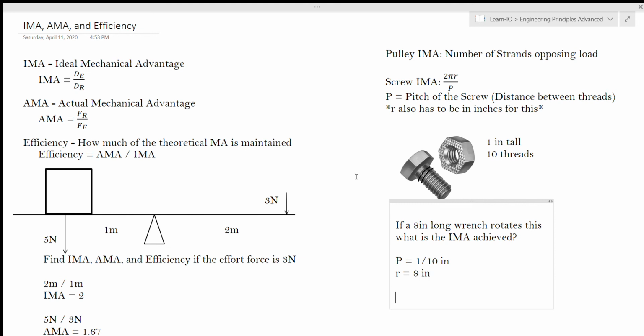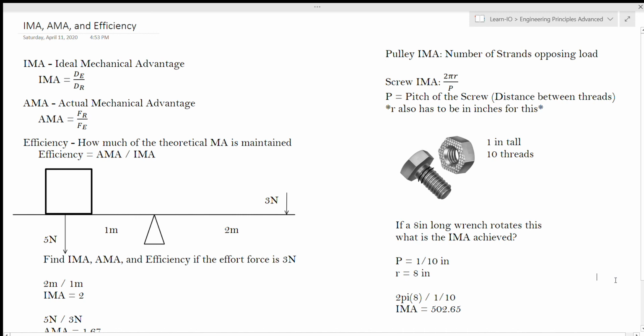So with all of that, then we can solve this equation where we have 2 pi, I'll just write pi in letters, 8 inches divided by 1/10 inches. The inches cancel out, and we can solve this to get an IMA of, let me plug this in real fast, 2 pi times 8 over 1/10 gives us 502.65. This seems like a really, really large number though, doesn't it?